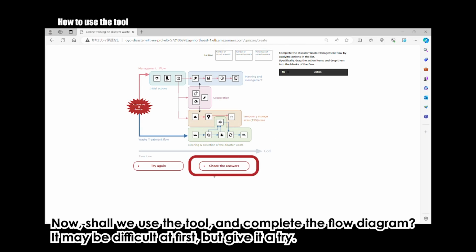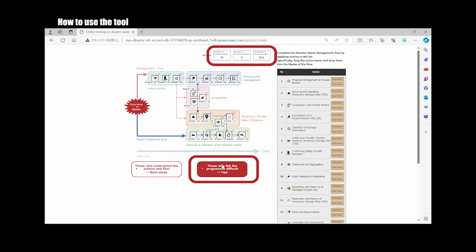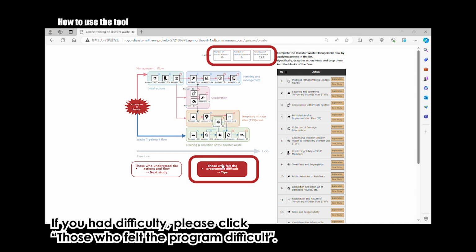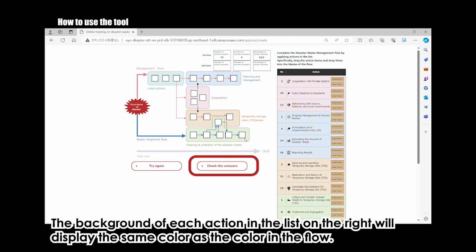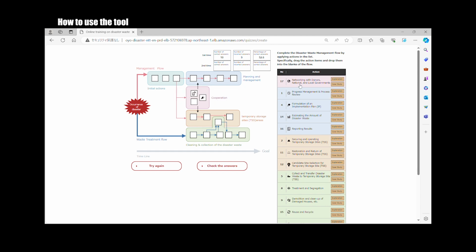How to use the tool. Now, shall we use the tool and complete the flow diagram? It may be difficult at first, but give it a try. If you click Check the answer, the score will be displayed. If you had difficulty, please click Those who felt the program difficult. The background of each action in the list on the right will display the same color as the color in the flow. It might be easier than the first time.